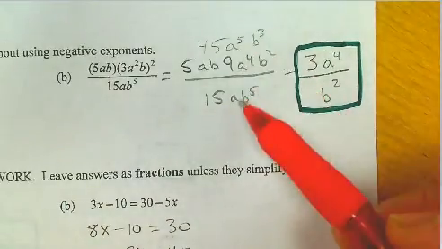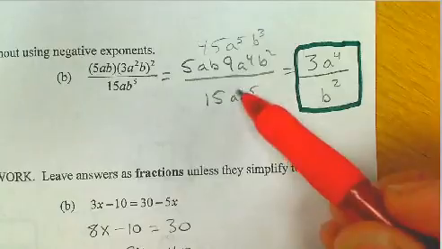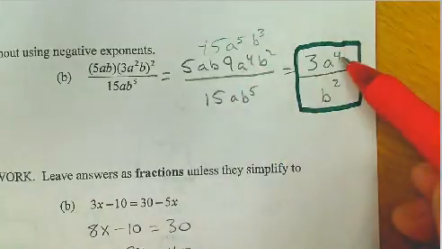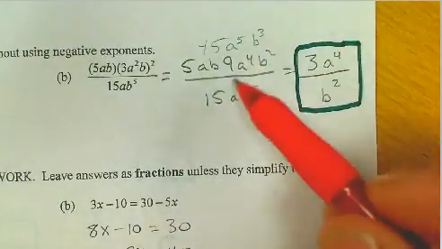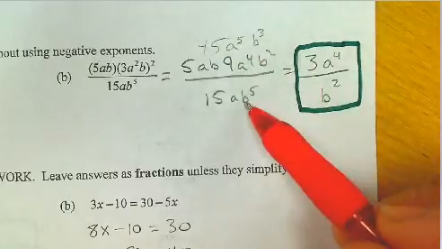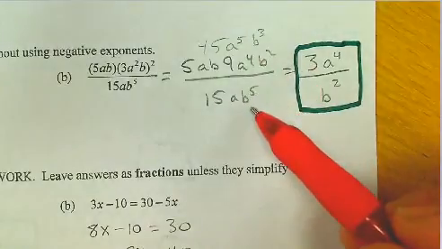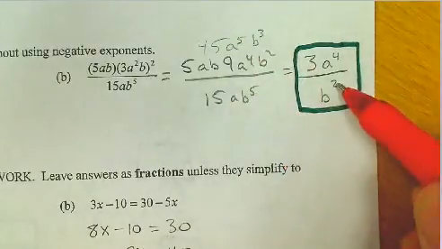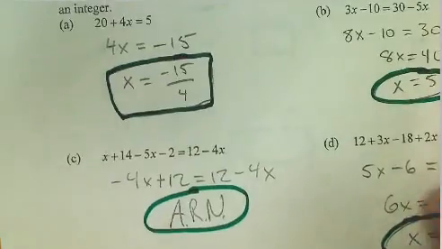A to the fifth over a. Subtract the exponents. It's 5 minus 1. Gives me a to the fourth. And b to the third over b to the fifth. Subtract the exponents. You get -2. So that's b to the 2 in the denominator.